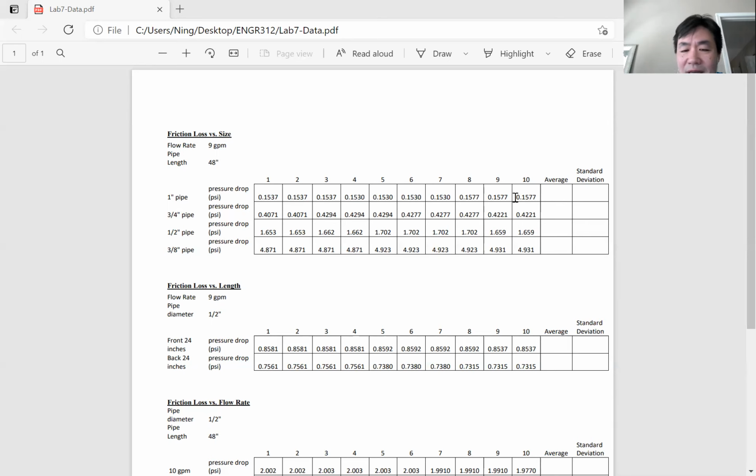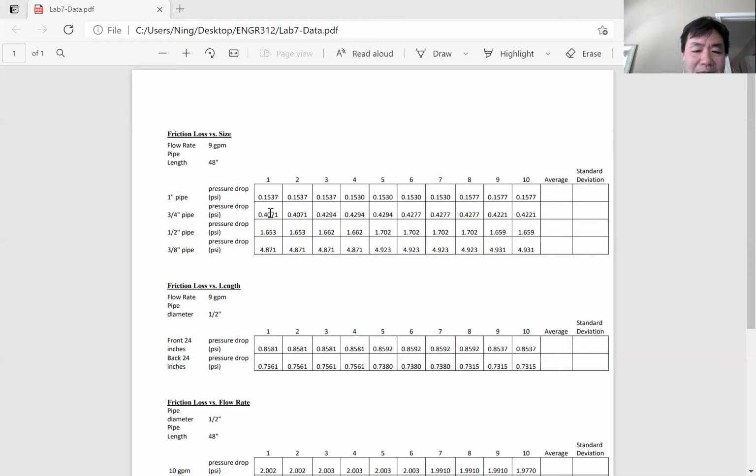From a series of data, not only can you get the average, but you can also get the standard deviation to show how it fluctuates about the mean value. What is the fluctuation magnitude? This is the standard deviation. For each data point, we get 10 samples, so please calculate the average. Use the average pressure drop for your calculation in the report, but also calculate the standard deviation for each data set.